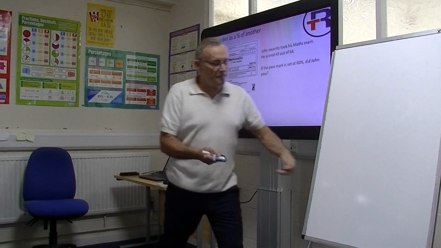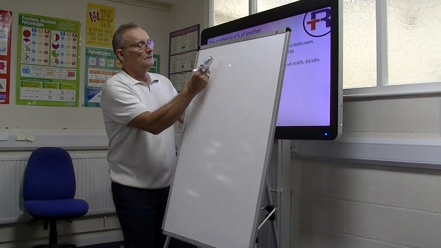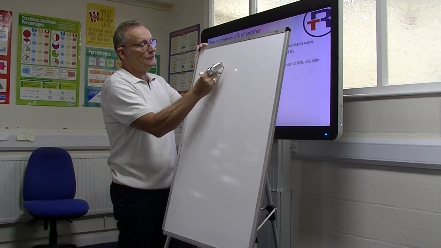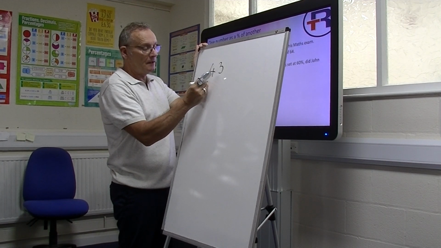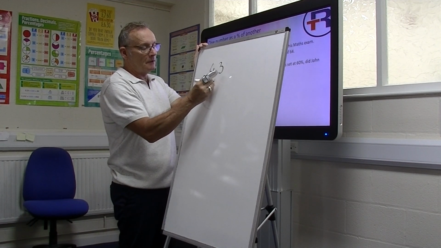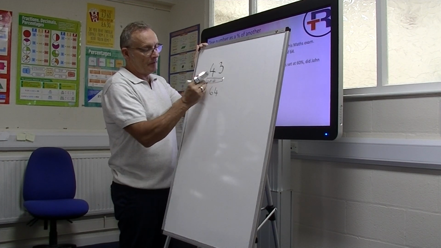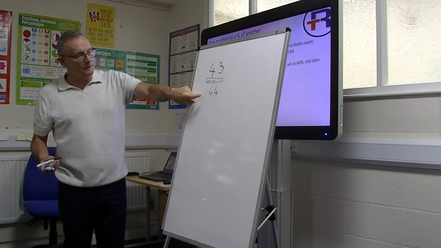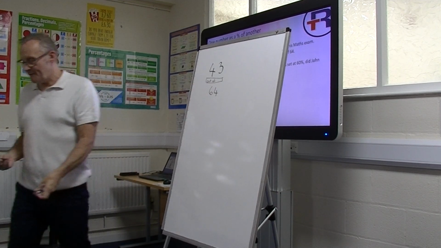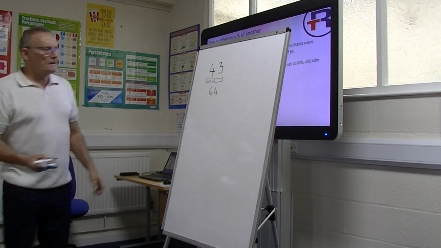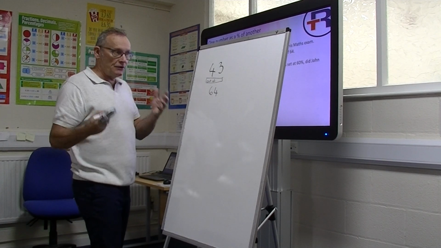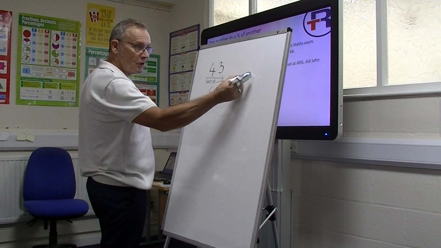Because remember, when we did fractions, I told you that that line could mean out of. Okay? 43 out of 64. So we build ourselves a fraction. Because we're looking for percentages, percentages are out of 100.